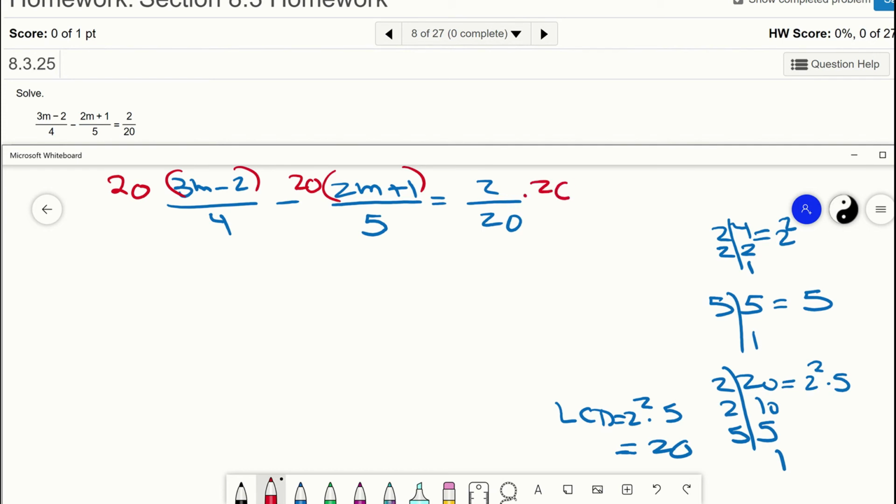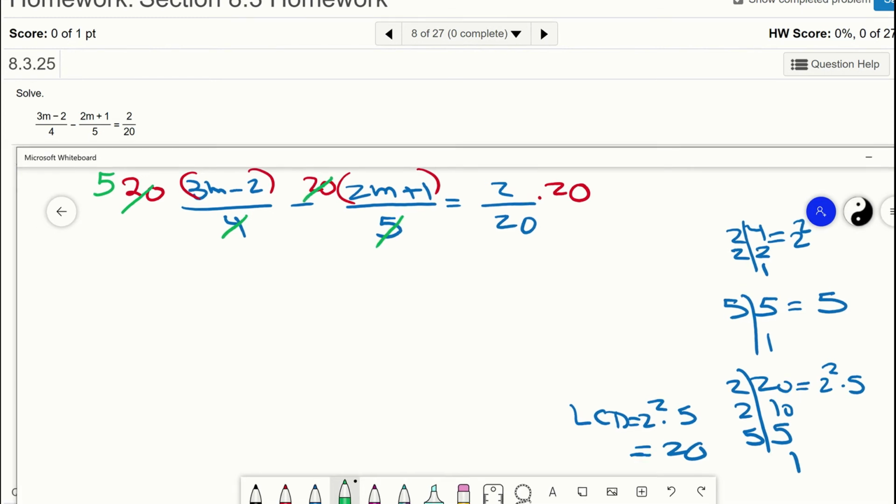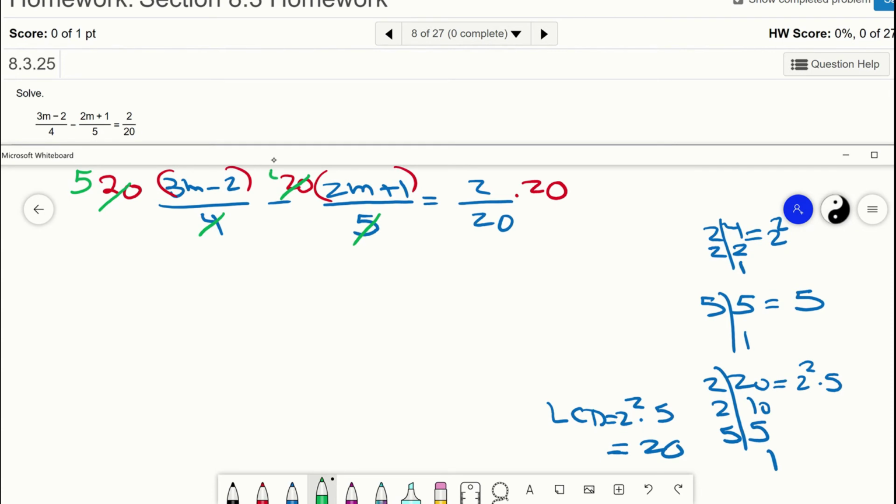And the same like that, okay? So now we notice that 4 goes into 20 five times, 5 goes into 20 four times, and the 20s cancel out, right? So now we carefully write down what's left. Don't multiply and distribute already, okay? Take your time with these. Just write down what's left.